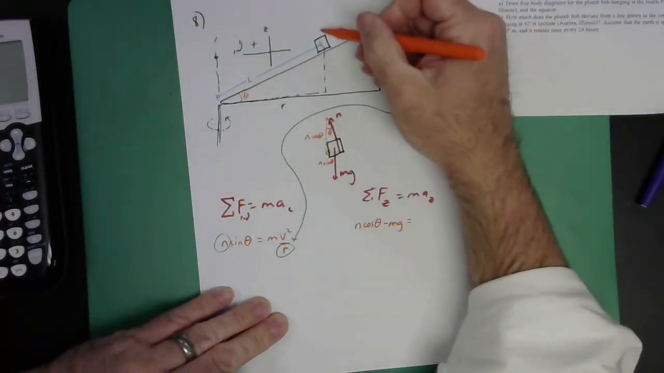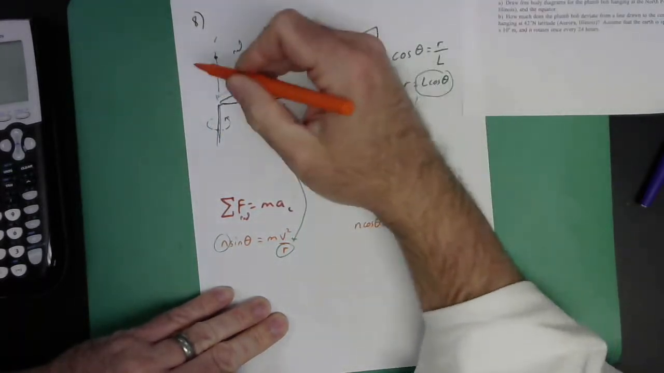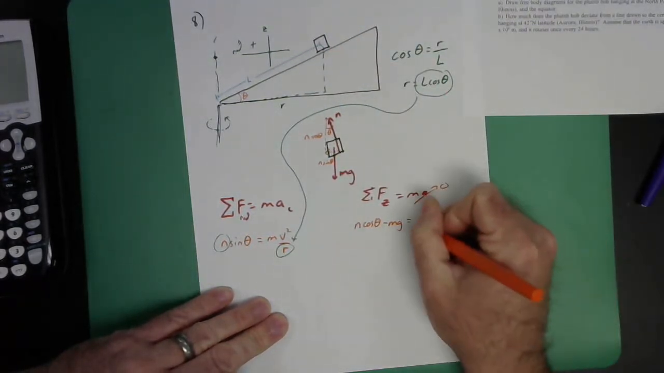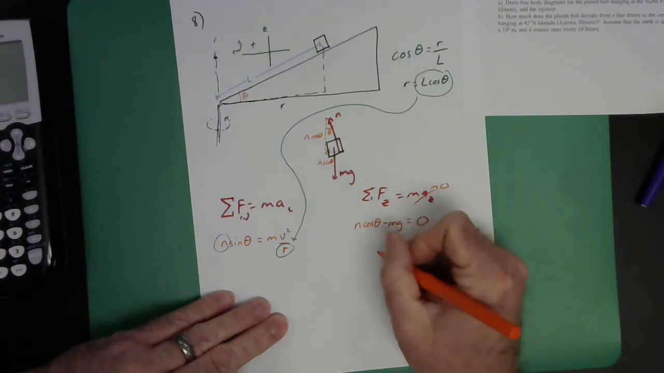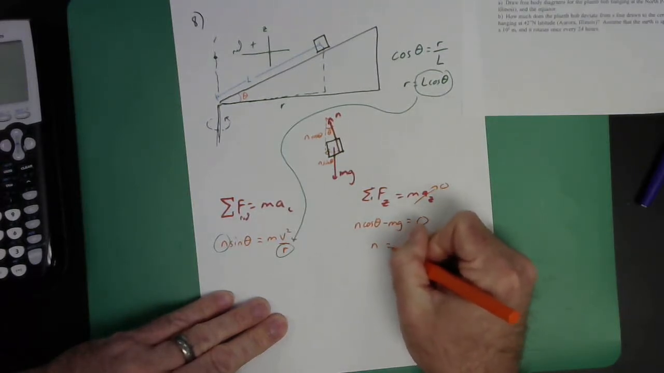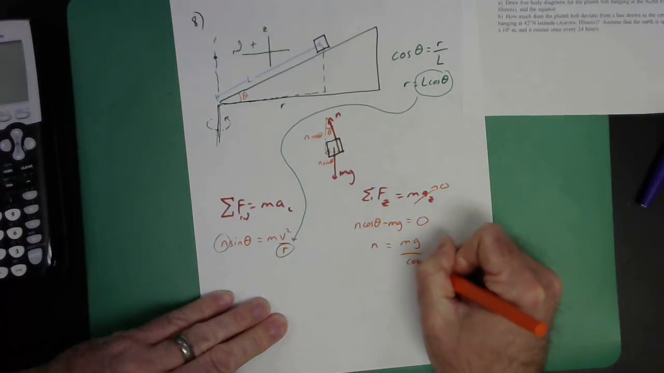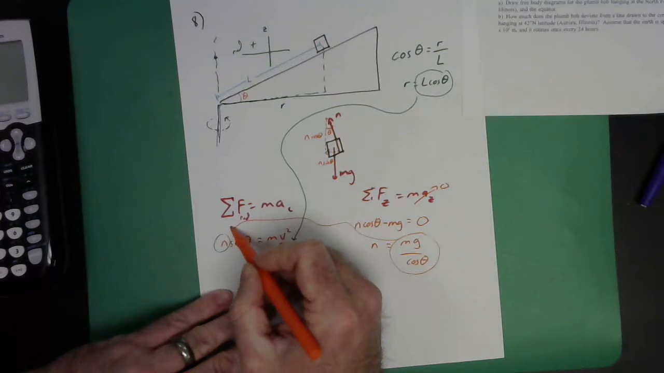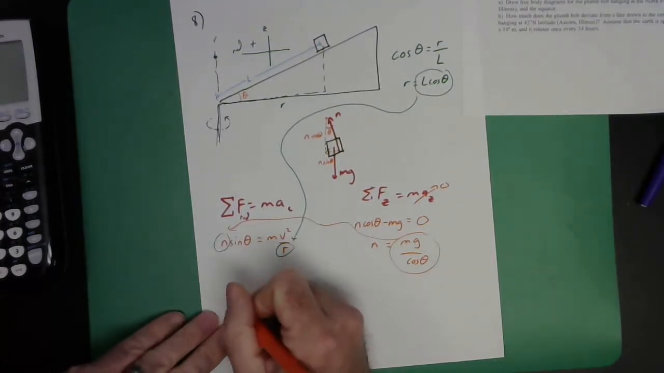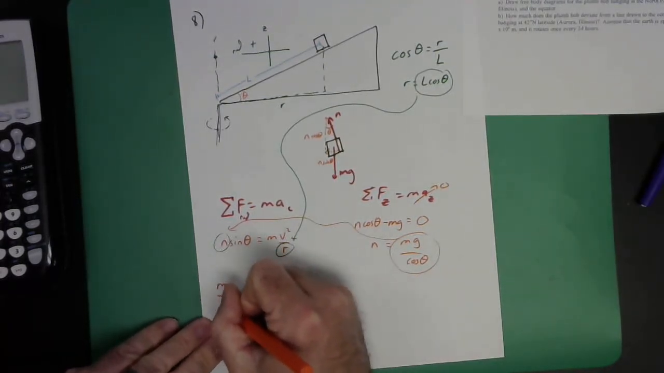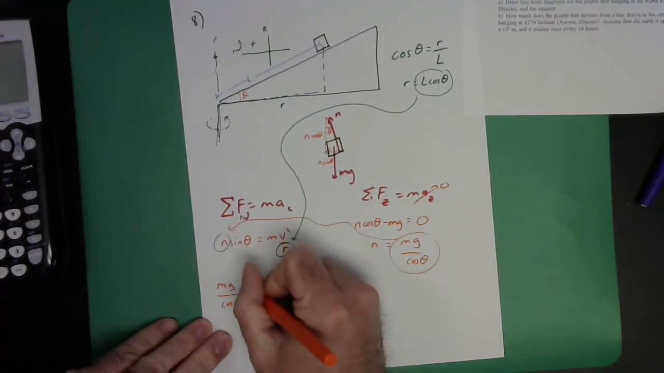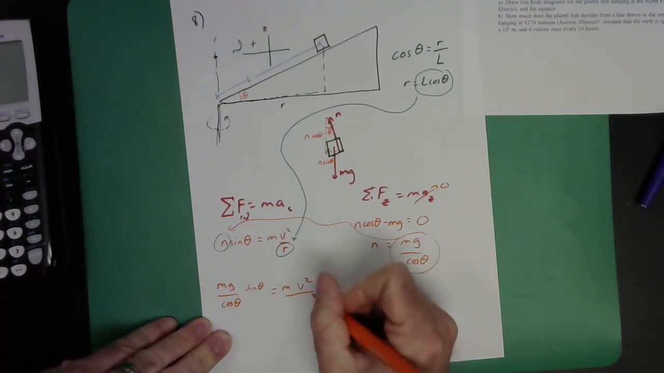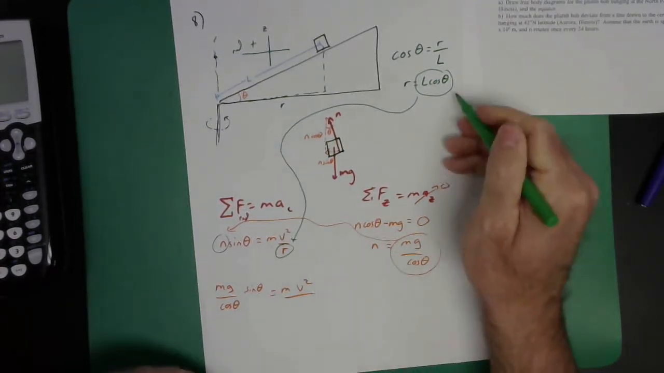This is not changing its height on that ramp, right? As it goes around and around, it's not going up and down at all. That vertical acceleration in the z had better be 0. And so there we go. I can see that n is mg over cosine theta. And I can substitute this where it says n. So doing that substitution, I will have mg over cosine theta times sine theta equals m v squared over r. And where it says r, I'm substituting in this L cosine theta.